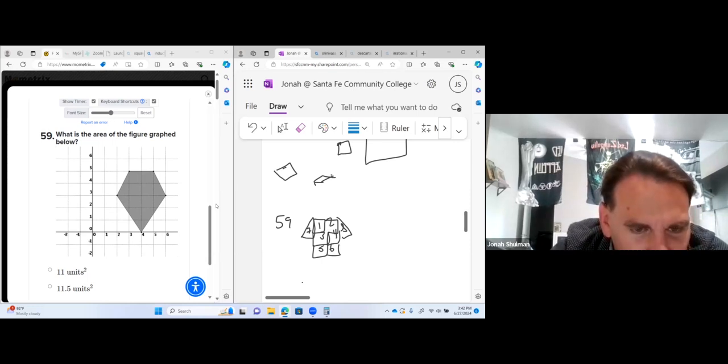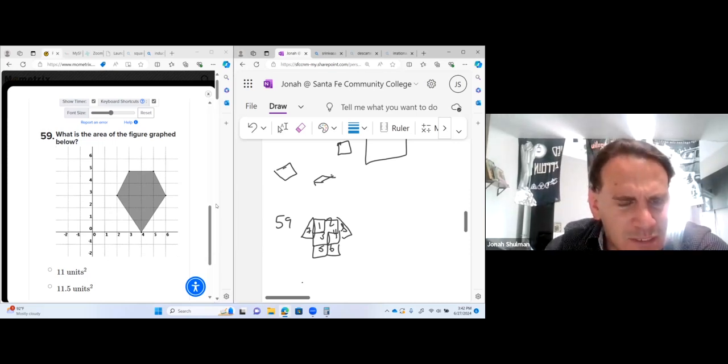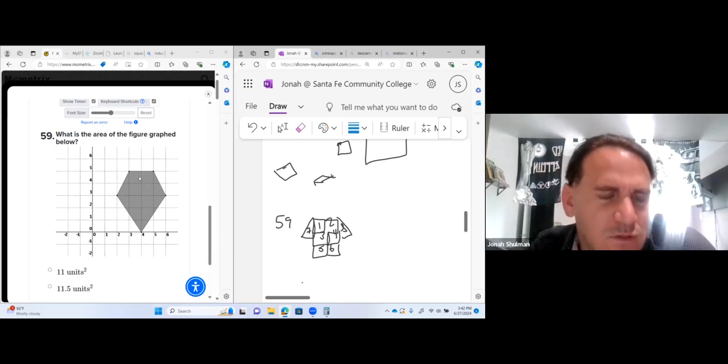This one and this one make a whole. This one and this one make a whole. So they're all just parts of a whole. See how this has a little bit and this is missing that little bit? So basically I just have to count the doubles as one.